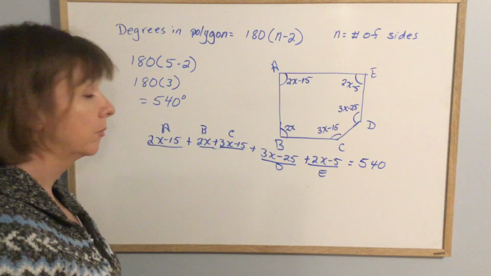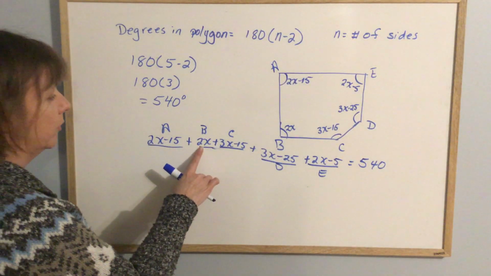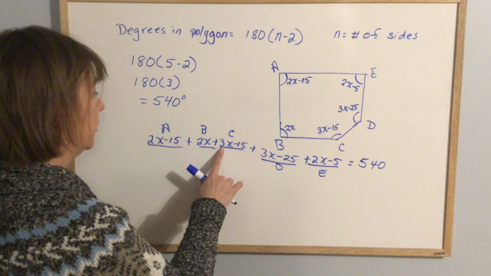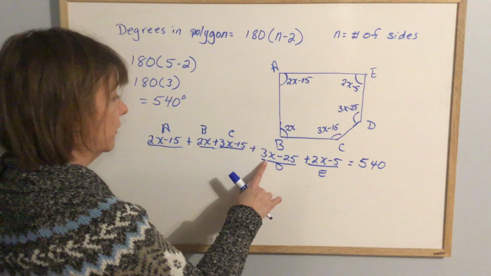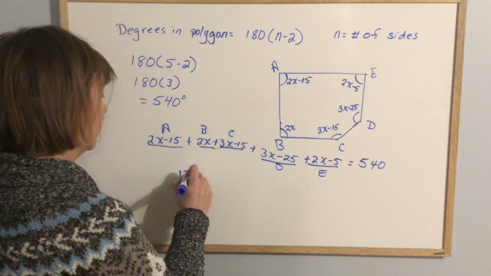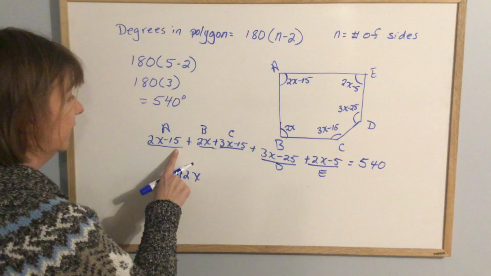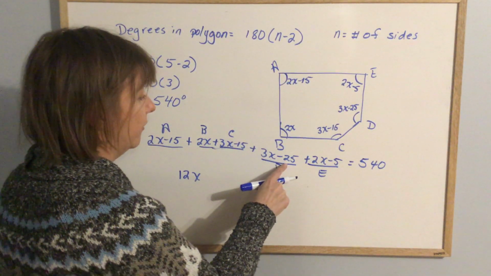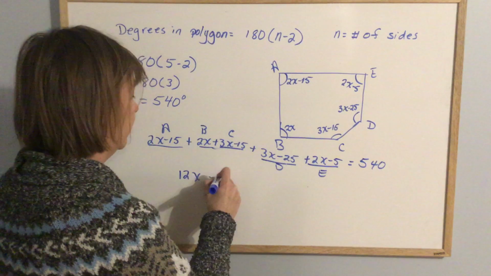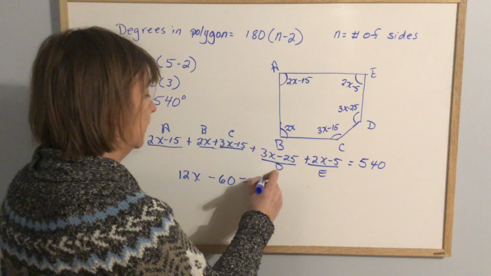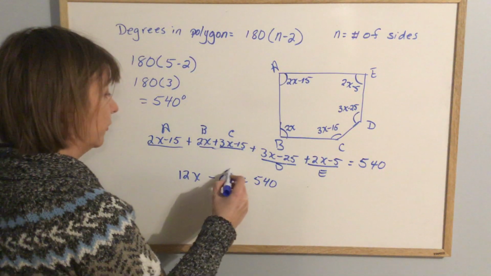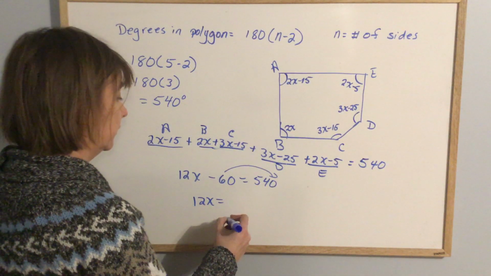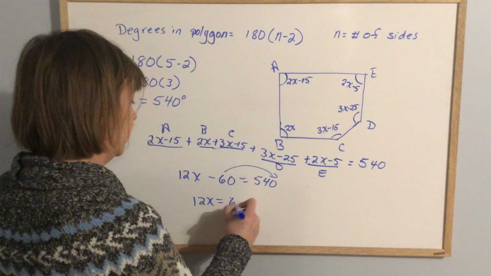I add like terms together. 2x plus 2x is 4x, 4 plus 3 is 7, 7 plus 3 is 10, 10 plus 2 is 12. So that's 12x. Negative 15 minus 15 is negative 30, minus 25 is negative 55, minus 5 is minus 60. That is equal to 540. I'm going to move this over here, and I'm going to have 12x equal to 600.